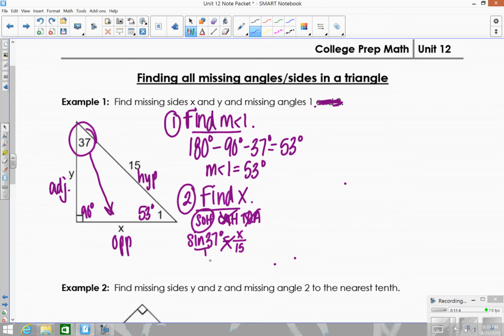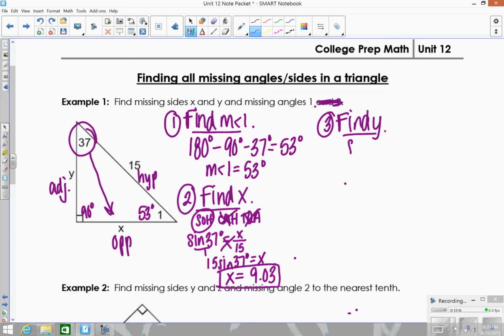So we end up cross multiplying. So 15 times sine of 37 equals x. So x ends up being, I'm going to just round it to 2 decimal places, 9.03. And now the only other thing we have to do for this problem is we have to find y, the other missing piece.